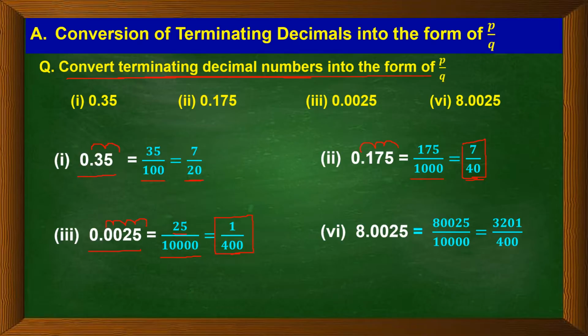Now fourth part is 8.0025. Now there are four decimal places again. So in the denominator we shall have 10,000. In the numerator we will have the number without the decimal point, that is 80025. Now the common factor is 25. So we shall divide numerator and denominator. So we shall get 3201 upon 400. So this is also a p by q form of the rational number. So this is how we convert terminating decimals into the form of p by q.